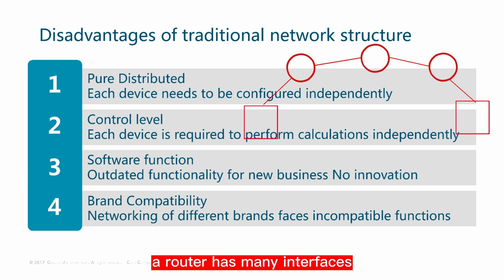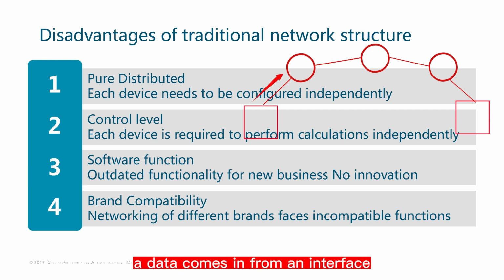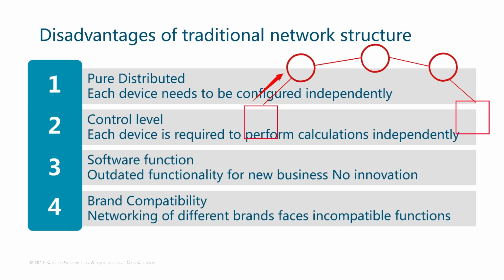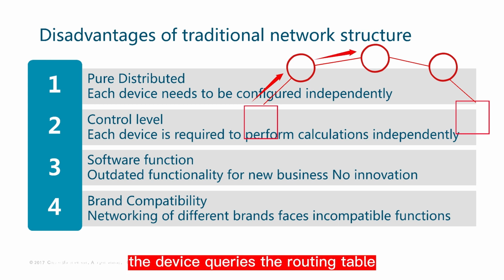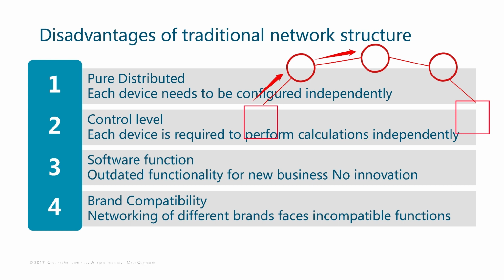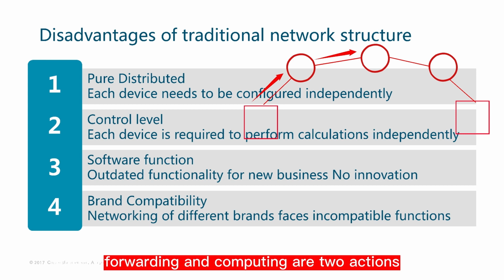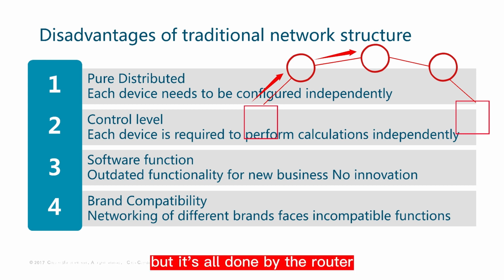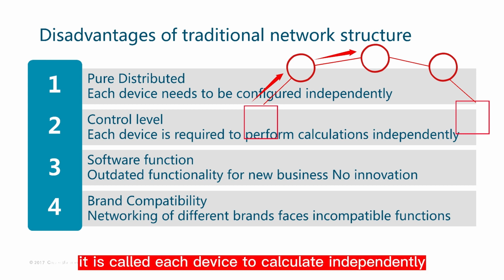A router has many interfaces. A data comes in from an interface. The device queries the routing table for data forwarding. This process is called forwarding. So actually, forwarding and computing are two actions, but it's all done by the router. It is called each device to calculate independently.